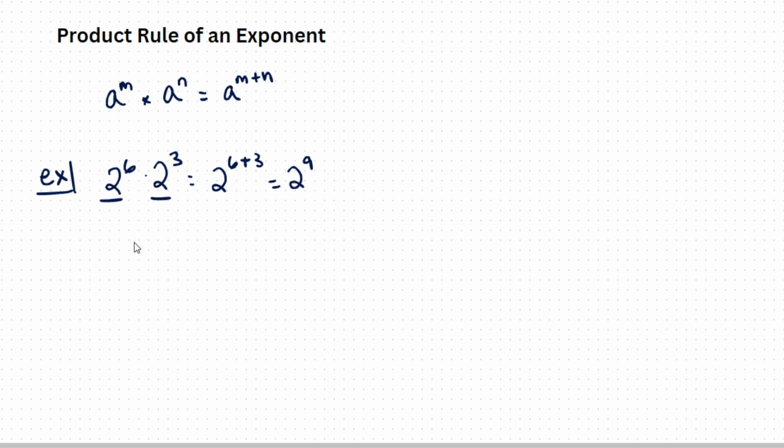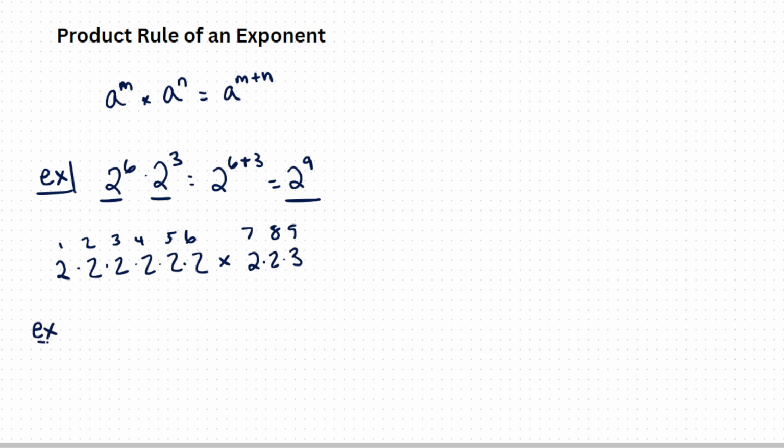What's really happening here is an exponent is simply this number multiplied by itself this many times. So what we have for 2 to the 6th is 2 times 2, 6 times. So 1, 2, 3, 4, 5, 6 2's. And then for 2 to the 3, we're just multiplying 3 times. Since they're all just multiplying, we can add that up: 7, 8, and 9. So that's how we get 2 to the 9th.